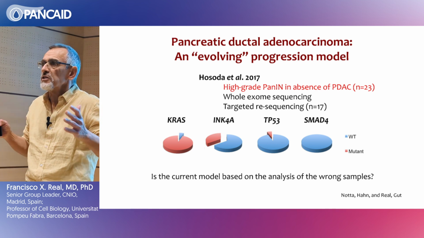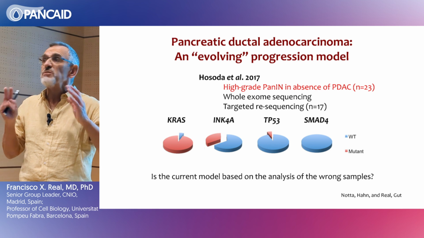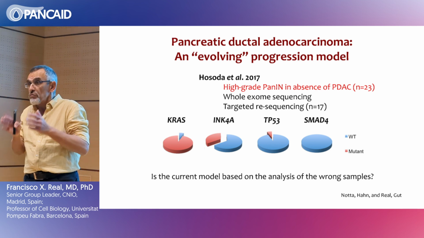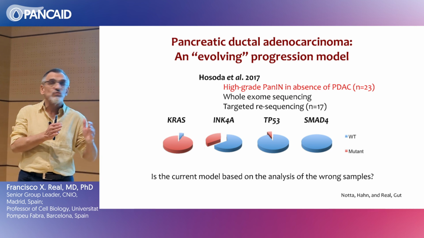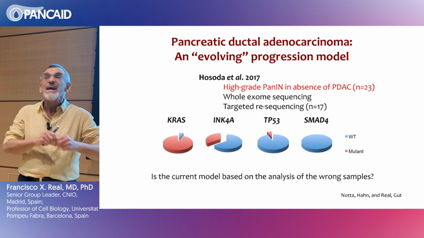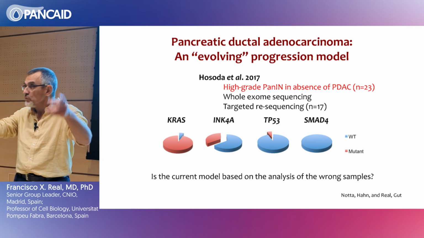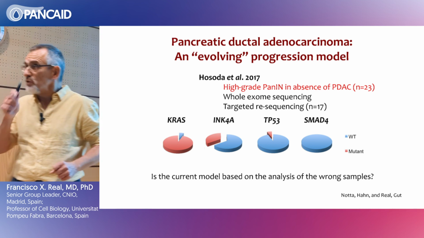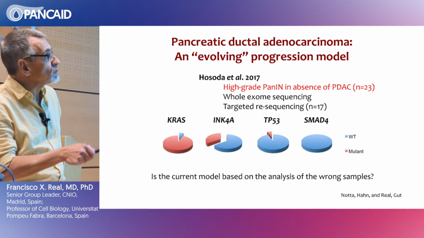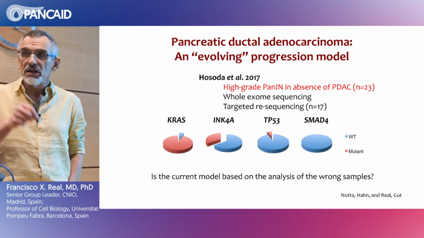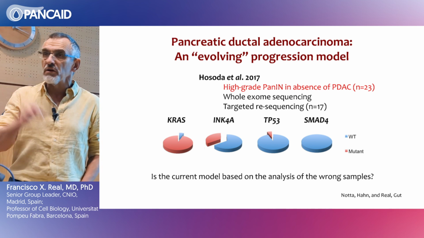Does make sense, according to them. Well, it just means, I think, that PanIN 3, which is a precursor lesion, may progress to invasive cancer extremely rapidly. And if you're interested in early diagnosis, that's important. But let's go into some more detail. They did whole exome sequencing in those 23 samples, and they did targeted resequencing in a few of them in order to look in greater depth.